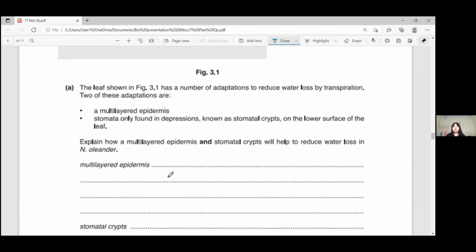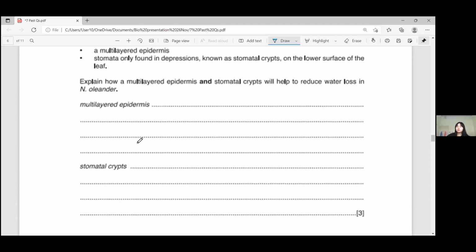The question asks, explain how a multi-layer epidermis and stomatal crypts will help to reduce water loss in an Oleander. For the multi-layer epidermis, what we can write here is, it increases the distance for diffusion. Hence, it reduces the rate of transpiration across the cuticle.